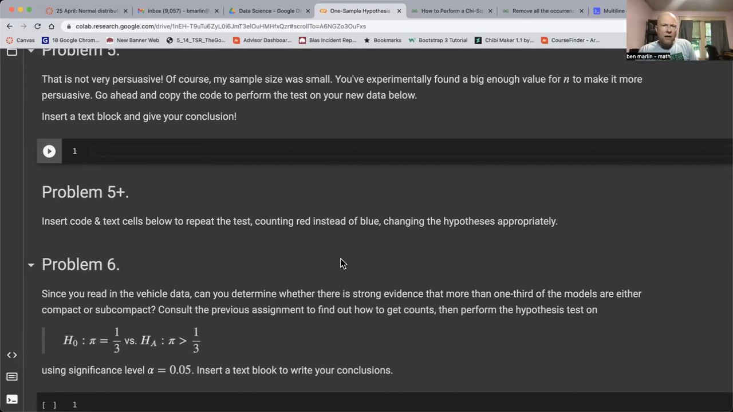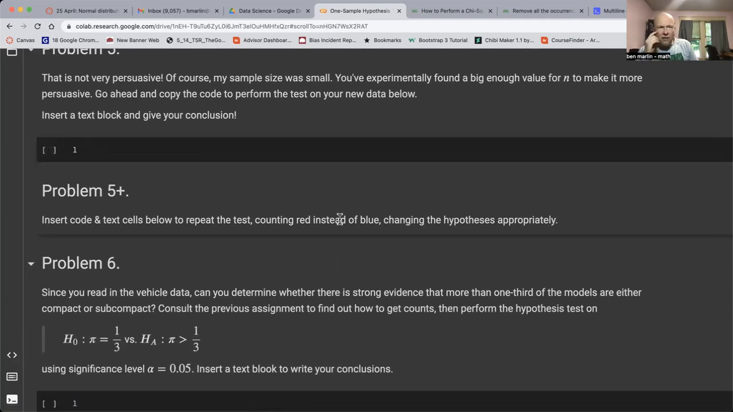And then I went ahead and said here that if you want to play around with this and try to understand what's going on better, I'll give you a little bit of extra credit if you go in and do this counting the red ones instead of the blue ones and making your hypothesis be about it being less instead of more, and work that out. So a little bit of extra credit there.